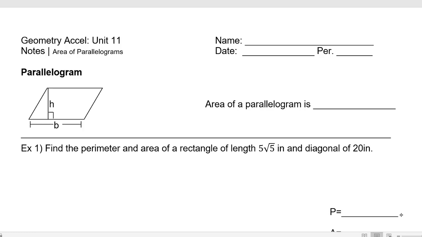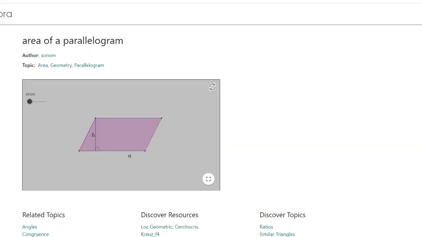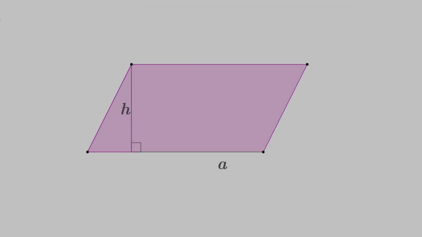What I found online, just to demo this idea, is a little visual. Let me pull it up real quick. Oh yeah, here we go. That I think is going to be really nice for us to see this. Super simple, super straightforward, but I think beneficial nonetheless. So this is our figure, our parallelogram, and we can move this triangle on the side to our other side to form this lovely thing called a rectangle.